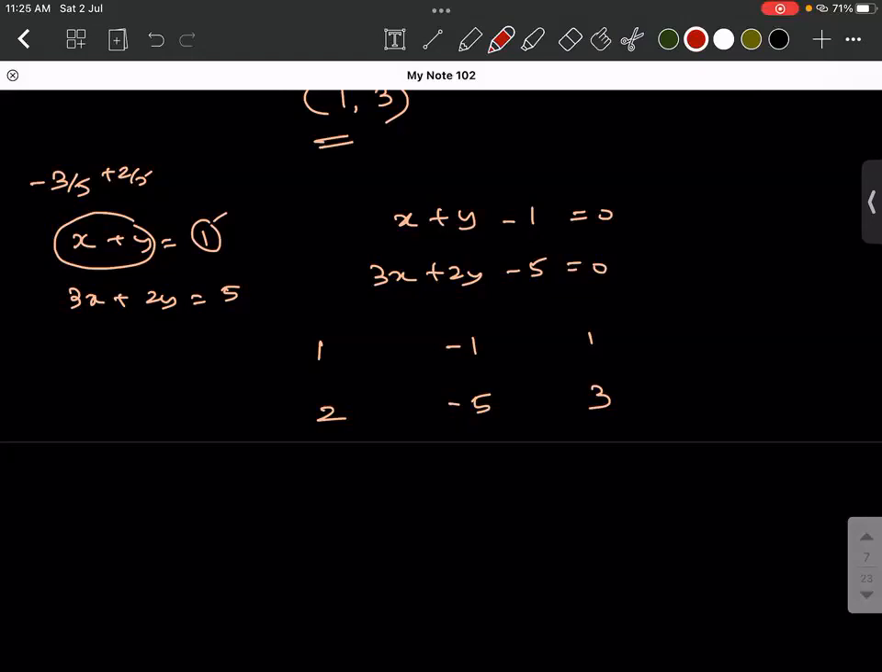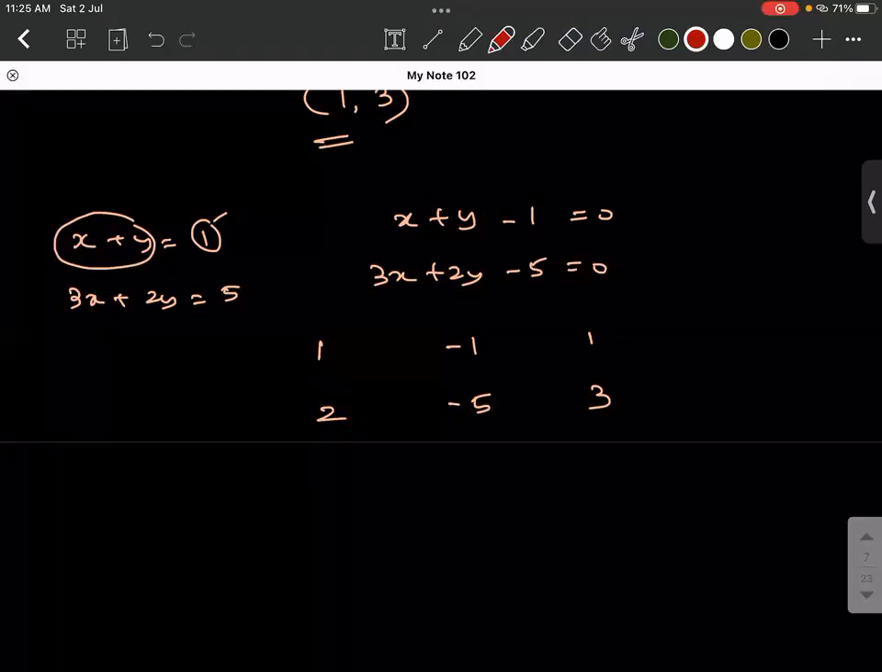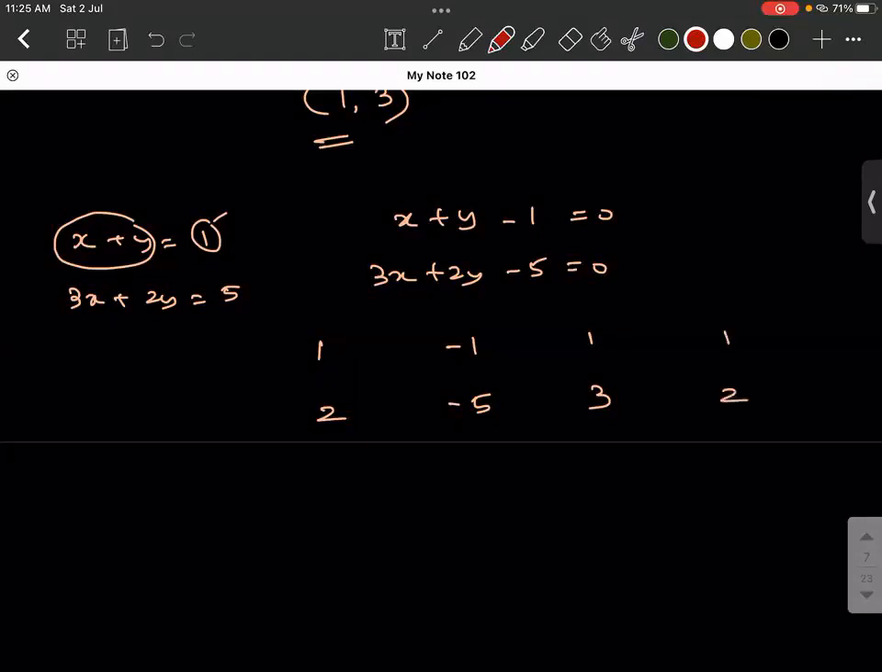You're getting plus 1. Once you get the value, you need not tell me. You substitute back in any one of the equations. If it is satisfying, that's okay. Where? You told minus 3 and 2. Then it is good. So 1, 2, minus 1, minus 5, 1, 3, and again 1, 2.